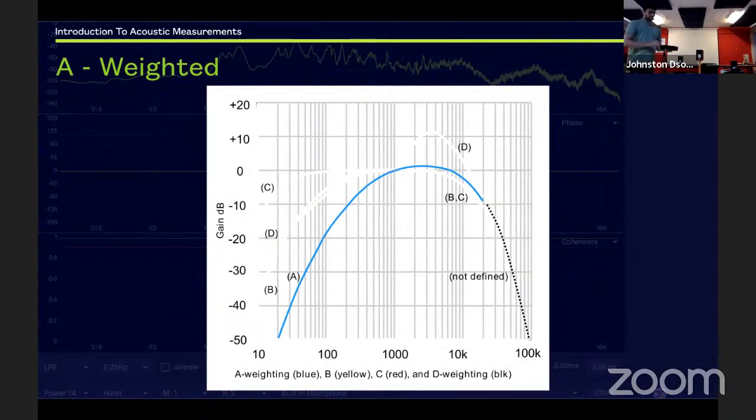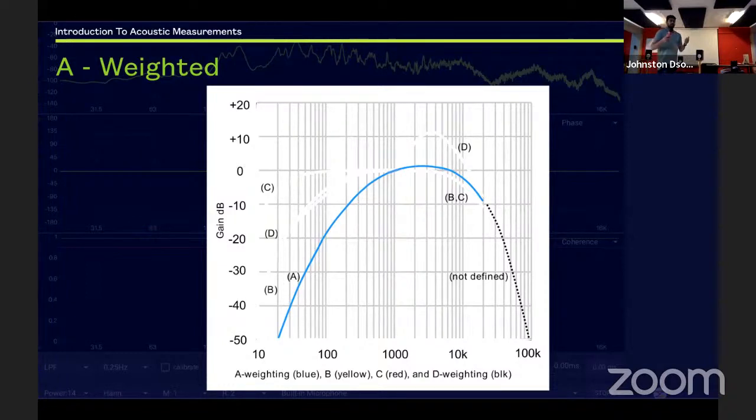Yes or no? If we cannot hear 50 hertz as loud as 1K, does it make sense to measure 50 hertz with the same intensity as 1K? No. Yes or no? No, right?